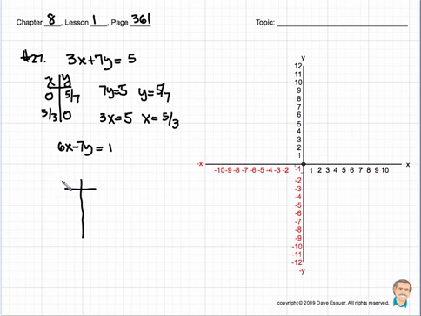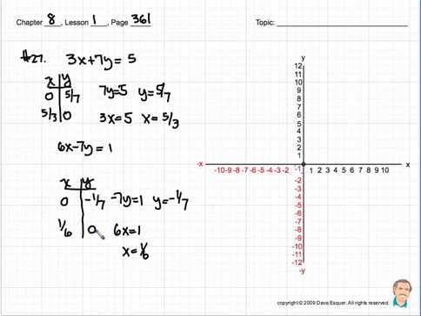Let's try this one, 6x minus 7y. Again, I'm going to make my t-chart, x and y. So if x is 0, minus 7y is equal to 1, or y is equal to negative 1/7. And if y is 0, then 6x is equal to 1, or x is equal to 1/6. My graph has things by ones. I think I'd have to change the scale. Problem 27 says to check your possible solutions, so we would have to change the scale.